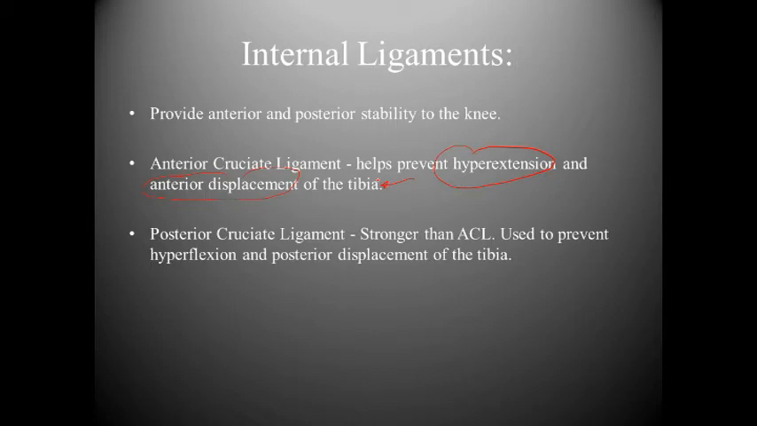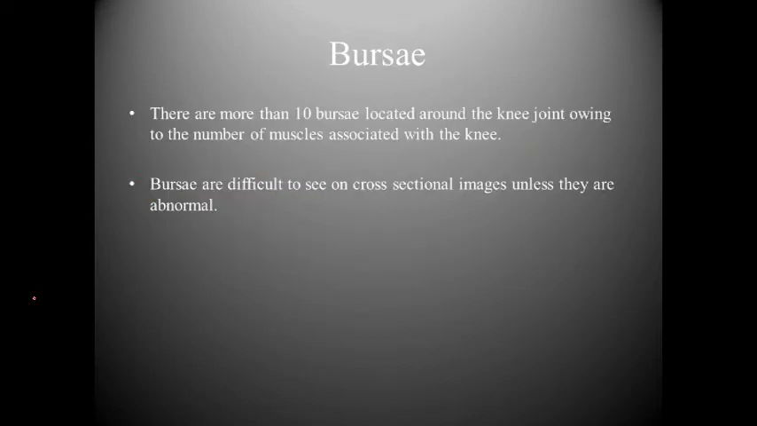The posterior cruciate ligament is stronger than the ACL, and it's used to prevent hyperflexion and posterior displacement of the tibia. And so the ACL keeps it from going forward, the PCL keeps it from going backwards, so it keeps it in a stationary position. It can be hypothesized that when you have one abnormality, such as an ACL tear, it can cause wear and tear on the posterior cruciate ligament as well, and therefore wear it out, simply because you're creating a greater amount of strain for this ligament to keep it in place.